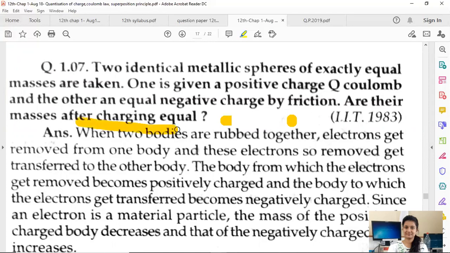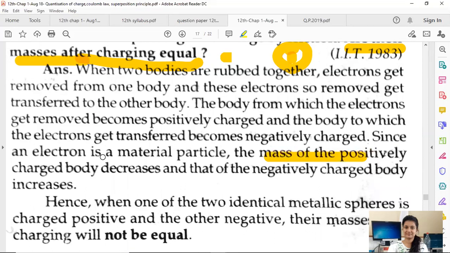This is again a similar question. It has been discussed in the very starting of this chapter, when we discussed the electrical charges. So the answer is yes, there is an exchange of mass between these two bodies. The mass of this negatively charged body will be increased.